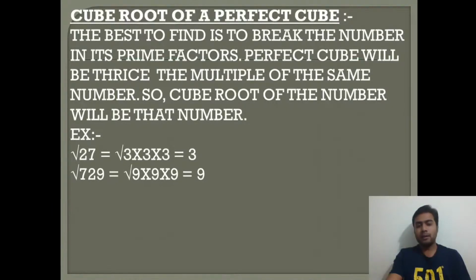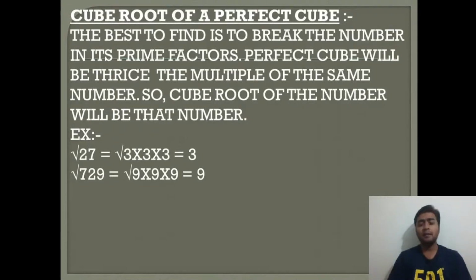I can take another example, 729. Its answer is 9. As you can see, the cube root of 729 will be the cube root of 9 multiplied by 9 multiplied by 9. We can see that it is thrice the multiplication of 9. Thrice doesn't mean 9 times 3 is 27. It means 3 times: when we are multiplying 9 with itself, we are getting 729 over here. So the cube root of 729 is 9.